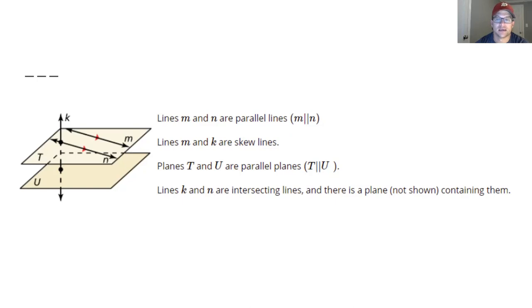N and K are not skew because they are intersecting. There is a point where it crosses between them. So you cannot say that N and K are skew. You can say that M and K are skew. Planes T and U are parallel. Again, you're using capital letters to designate a plane, and those planes are not touching each other. And again, I talked about earlier that K and N are intersecting, so you cannot say that they are skew or parallel.